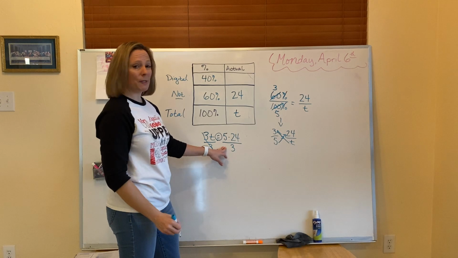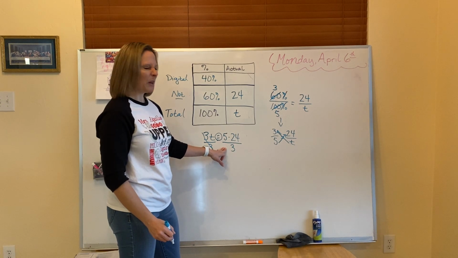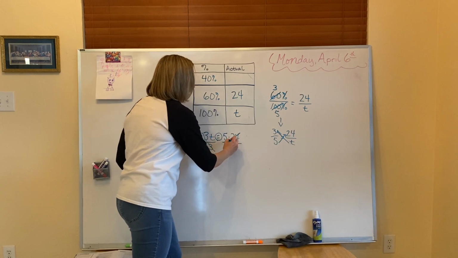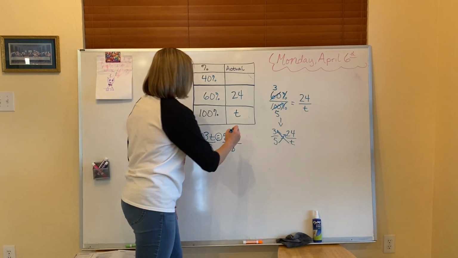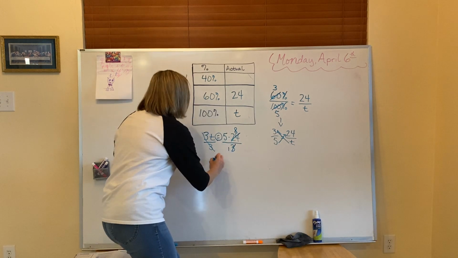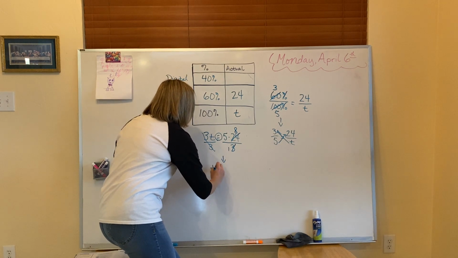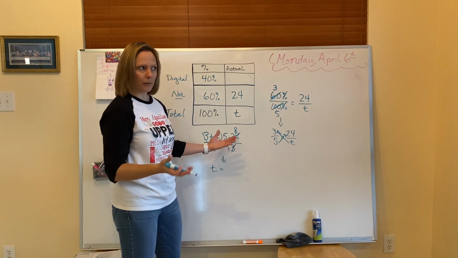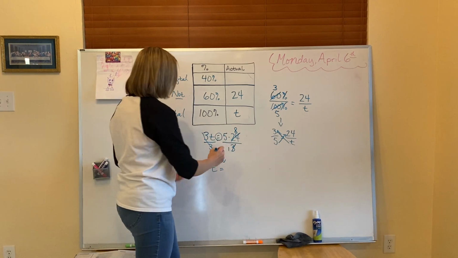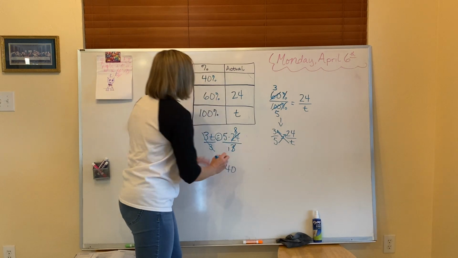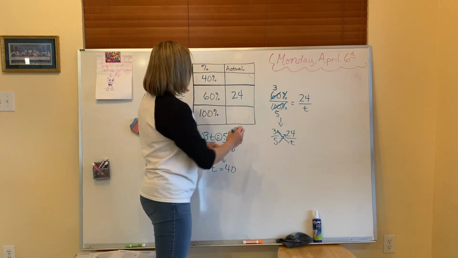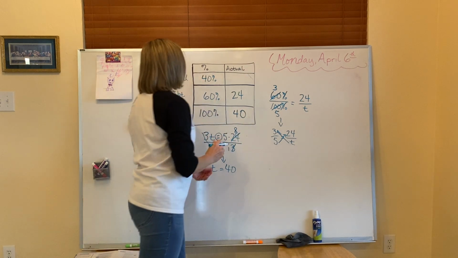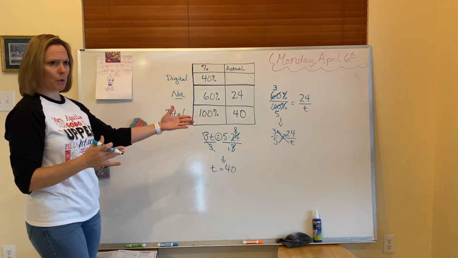Can we reduce this now? Yes, we can. 3 goes into 24 how many times? 8. So we're left with T is equal to 5 times 8 over 1. So 5 times 8 is 40, and we can fill in our ratio box. Our T is equal to 40. So our total number of cameras in the store is 40.